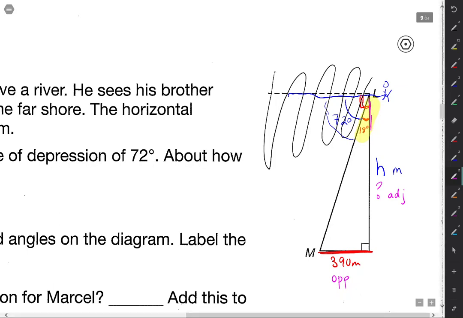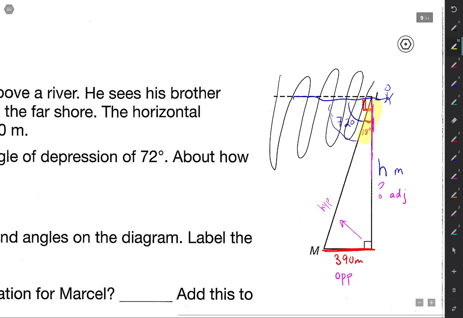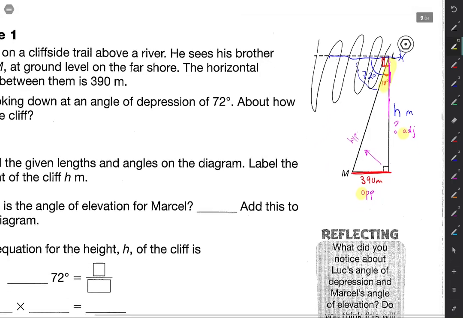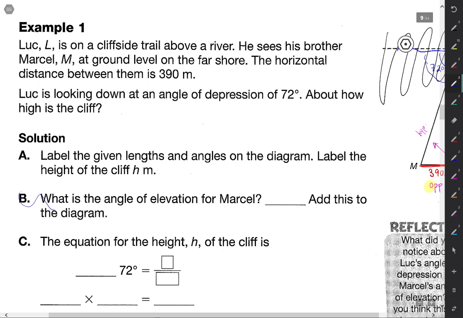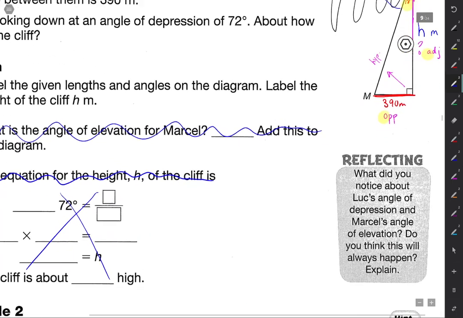It's touching this angle, but it's not the hypotenuse because remember the hypotenuse is always right across from the right angle. So again, we are dealing with adjacent and opposite, or O and A. So we are going to be using tangent for this question. So we're just going to cross out this section B here. We can ignore it. Now in part C, I'm doing it a different way than the booklet did. So I'm going to actually cross all this out and do my work right beside it.